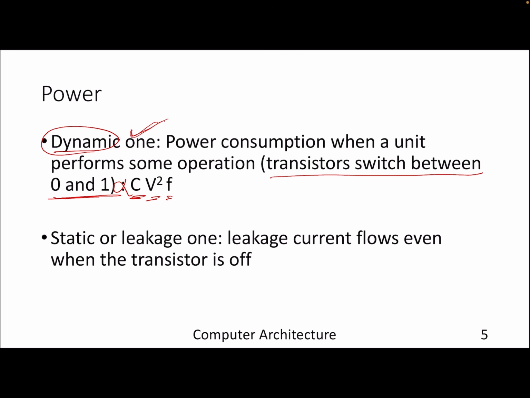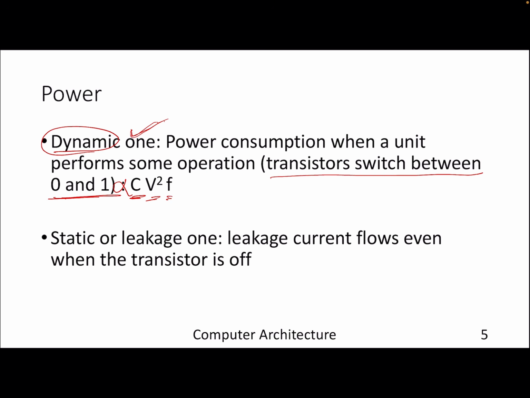So if you drop the voltage, then this dynamic power will go down, because it's proportional to the square of voltage. So over the last 5 to 10 years, you'll see that the voltage level has been reducing in the processor and memory system, and that's the primary factor in the reduction in dynamic power.